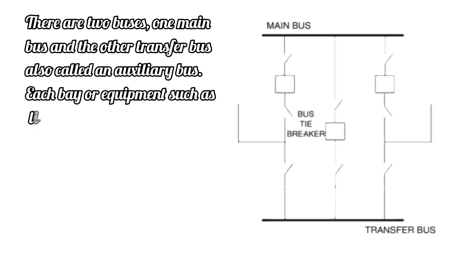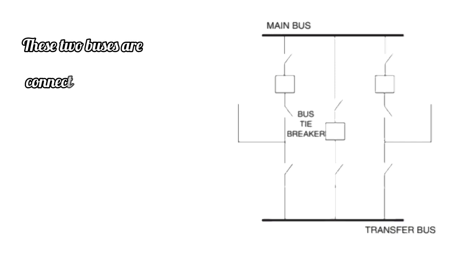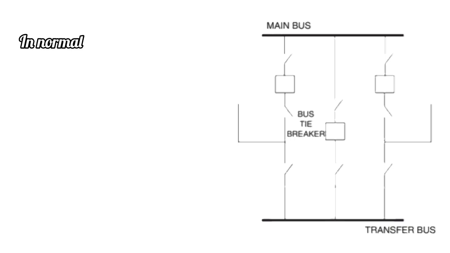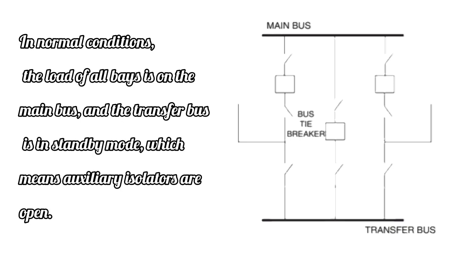Main and transfer bus system. There are two buses, one main bus and the other transfer bus, also called an auxiliary bus. Each bay or equipment such as line and transformer is connected to both the buses, to the main bus through circuit breaker and isolators, and to the transfer bus through an auxiliary isolator only. These two buses are connected by a circuit breaker, isolators and a bus coupler, and this bay is called the transfer bus coupler, TBC bay.